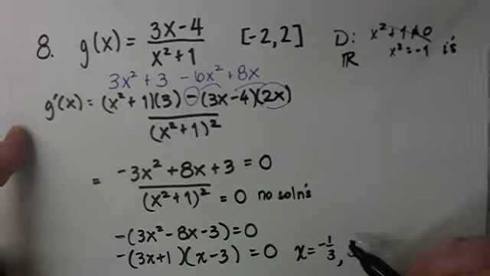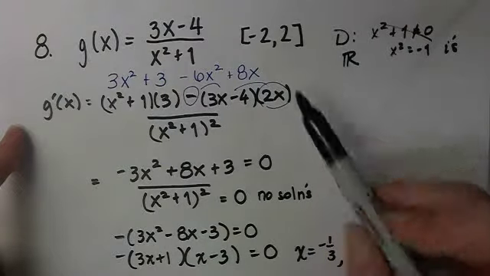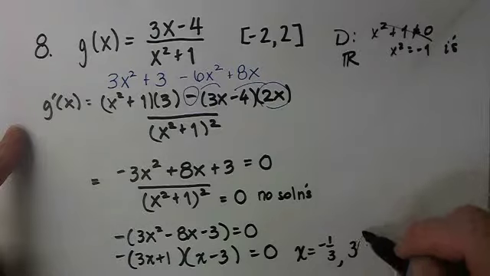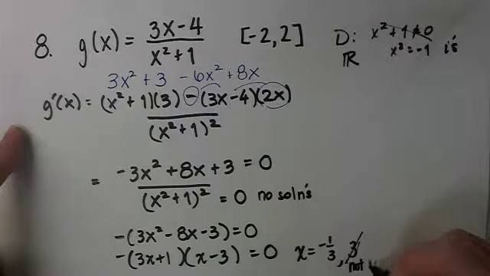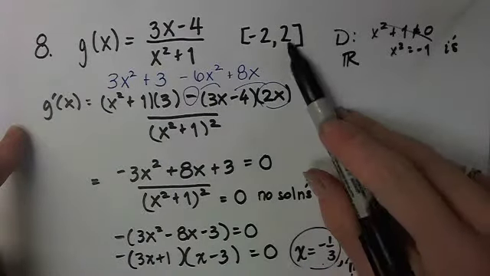Now, keeping in mind, we're only interested in the local and absolute extrema on the closed interval negative 2 to 2. 3 is not in that interval. So negative 1/3 is our only critical number in that interval. The only potential locations for absolute maxes and mins are at the critical numbers and the endpoints.